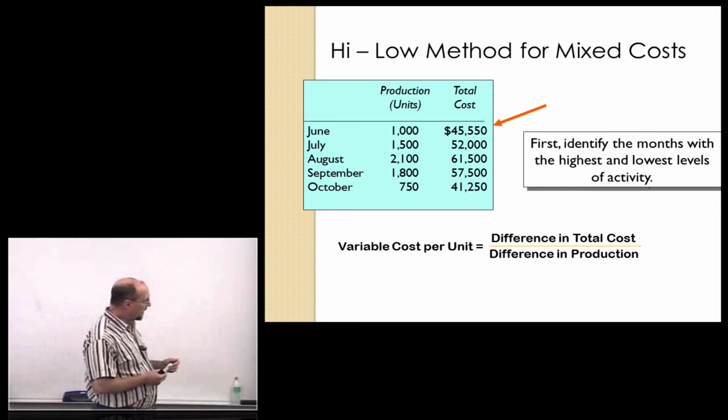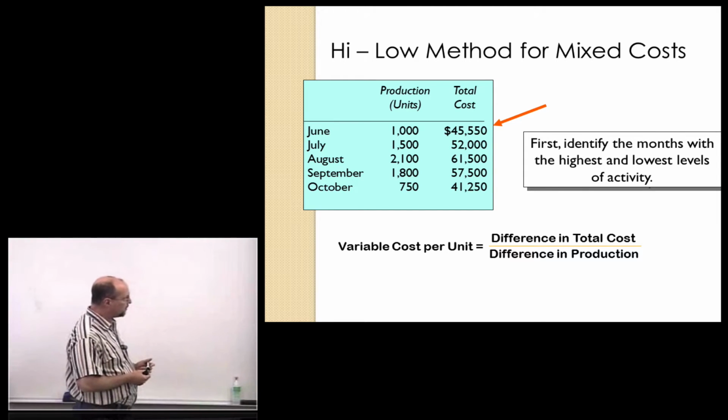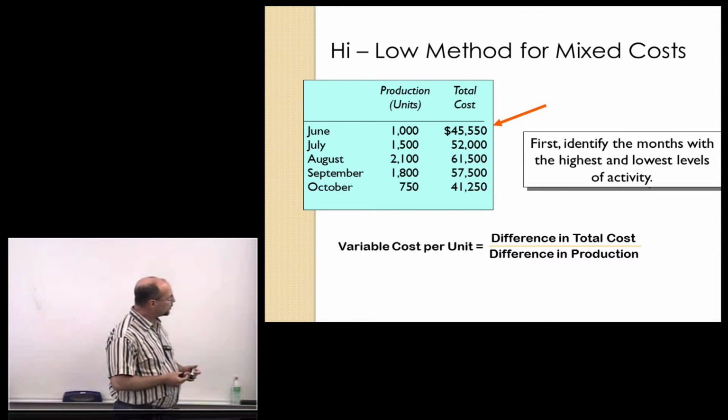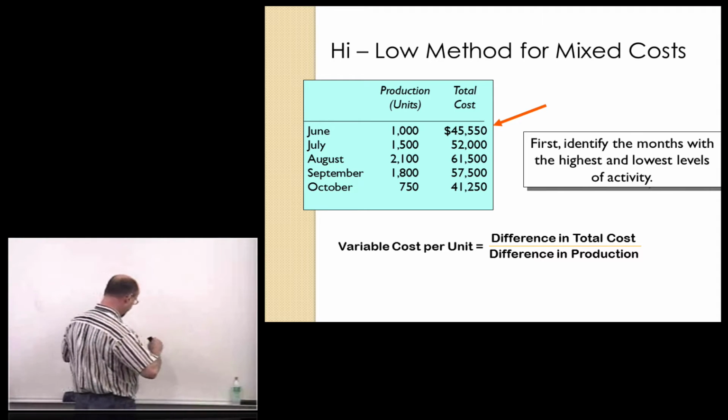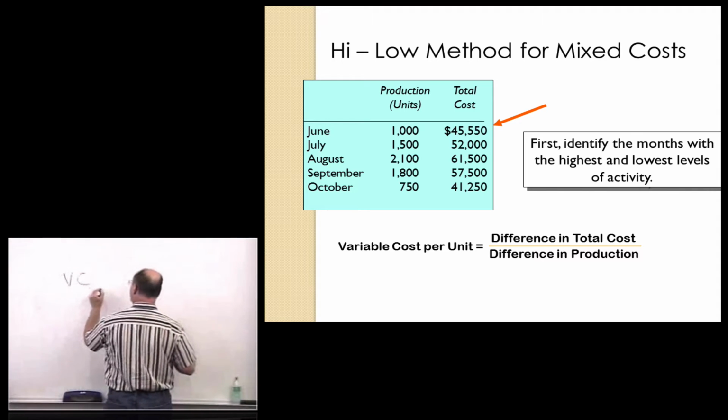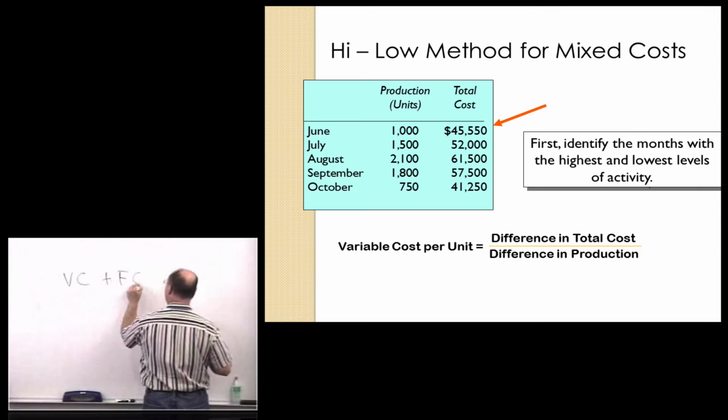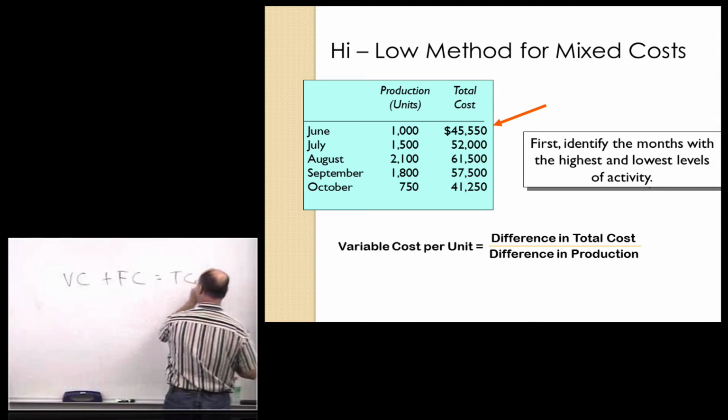So let's take a look at this graph. We'll easily identify the high month and the low month. The high month looks like August. Notice we produced the most units. We incurred the most total cost. And remember, I'm going to abbreviate: variable costs plus fixed costs equal total costs.